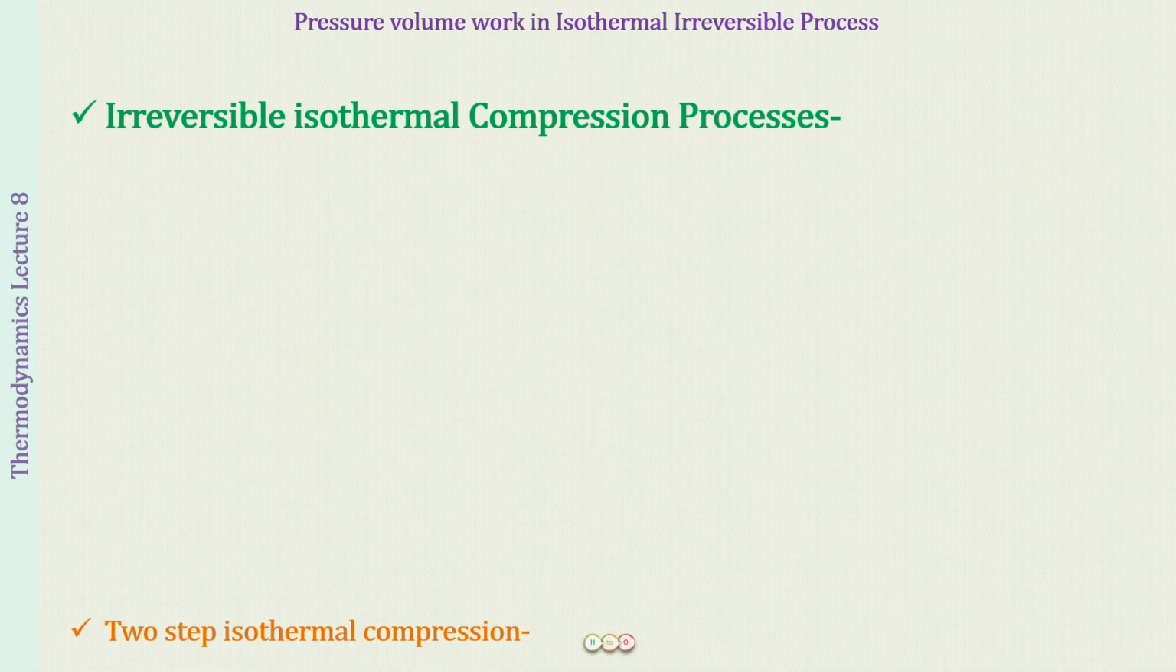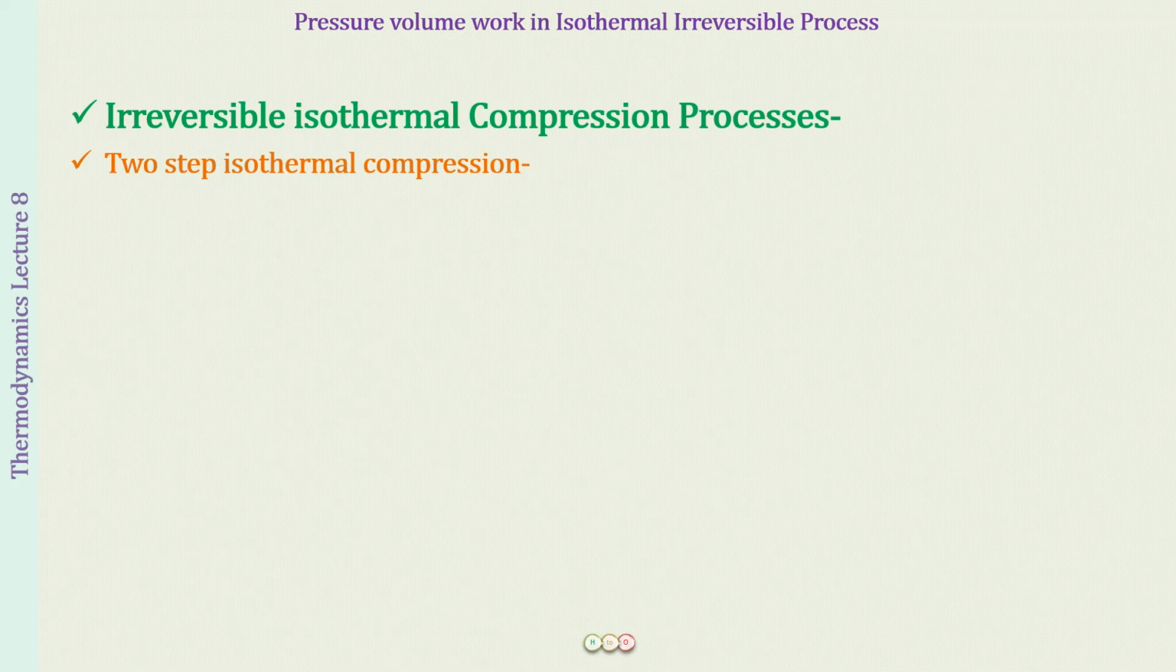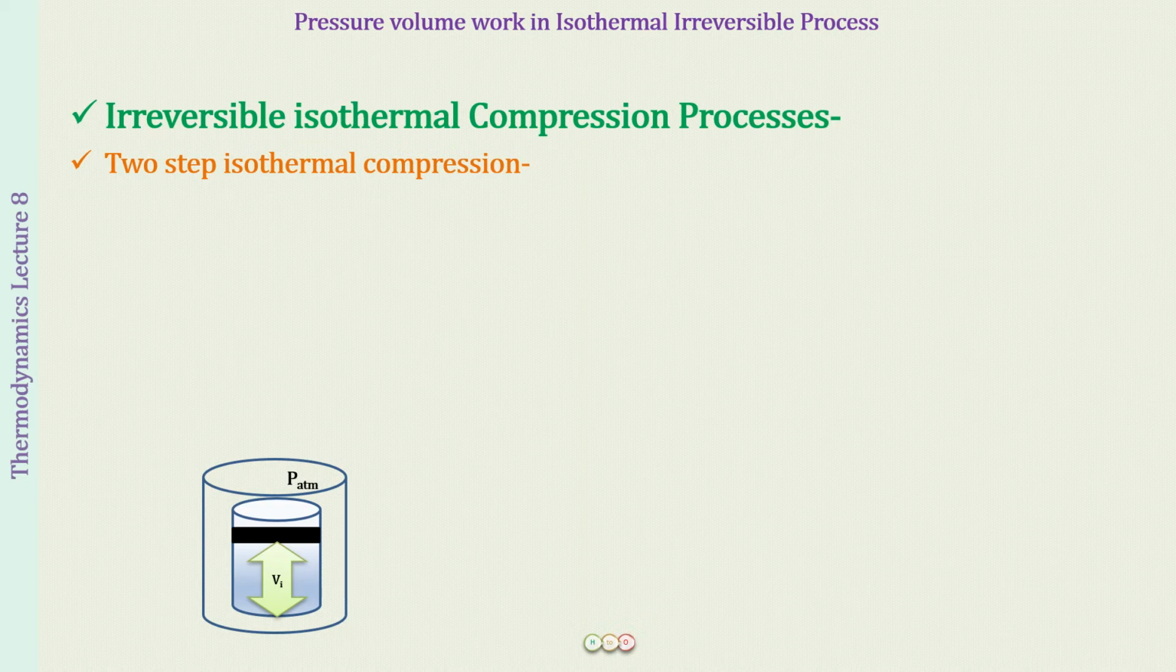So now let us quickly see the two-step isothermal compression. I think now it is going to be easy for you. We have first of all a system where we had the initial volume of the gas to be Vi and the pressure to be Pi or P gas. And because the system is in equilibrium with the surroundings, Pi will also be equal to P atmosphere.